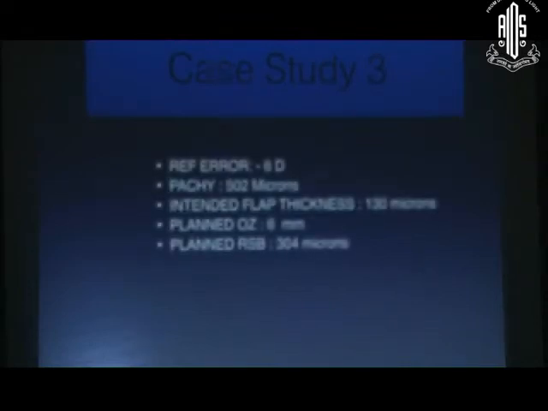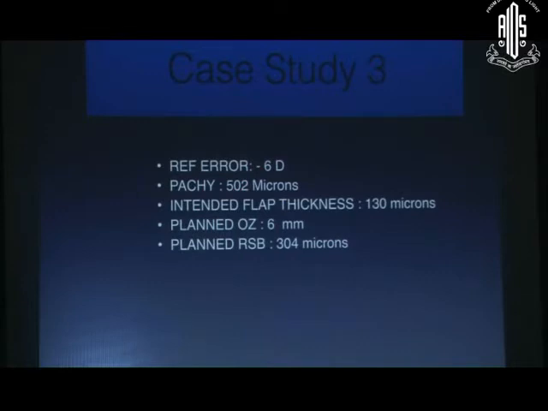In this third particular case where we had planned a -6 diopter refractive correction LASIK, the pre-op pachymetry was 502 microns, the intended flap thickness here was 130 microns.